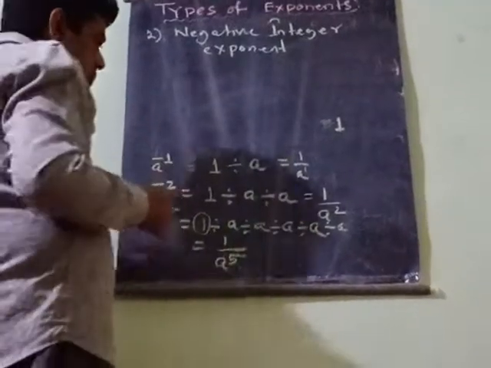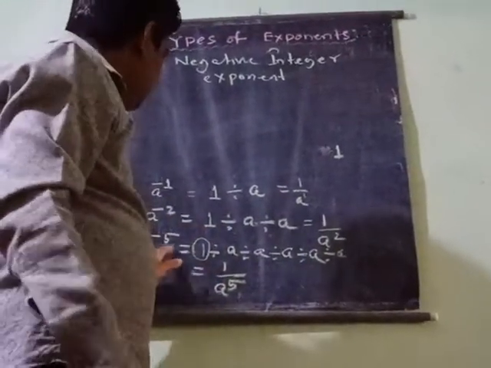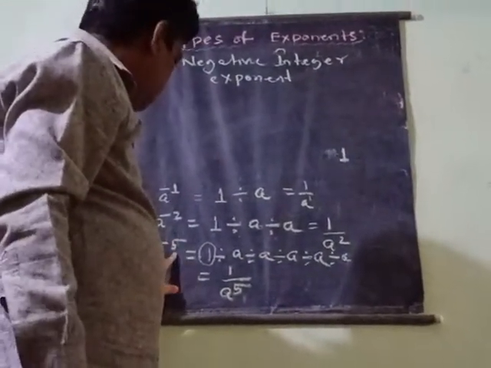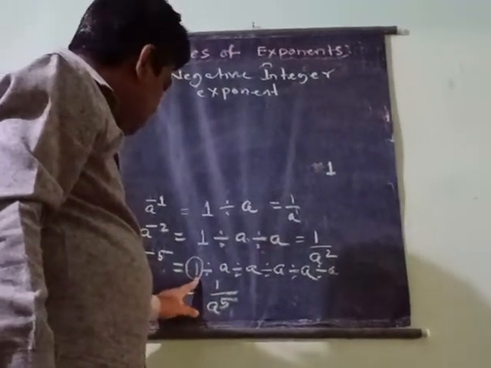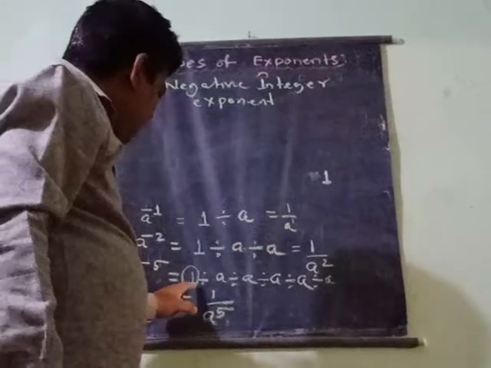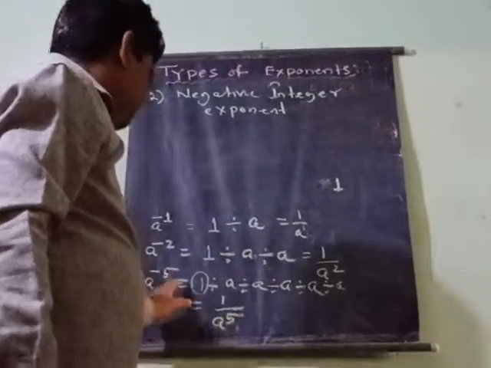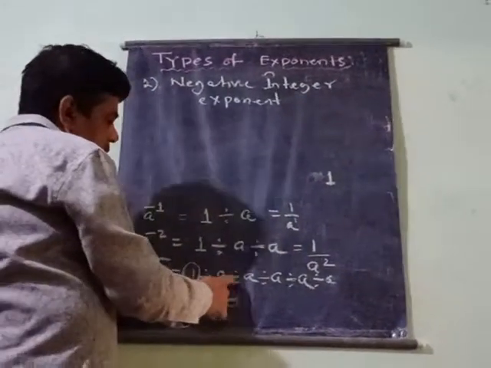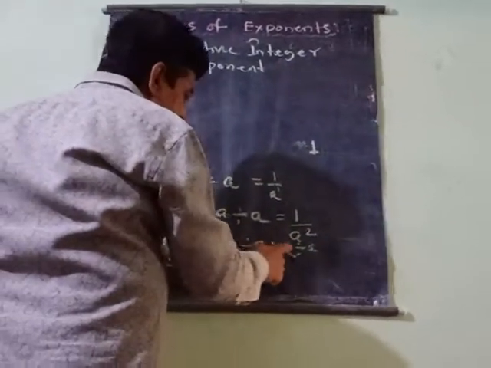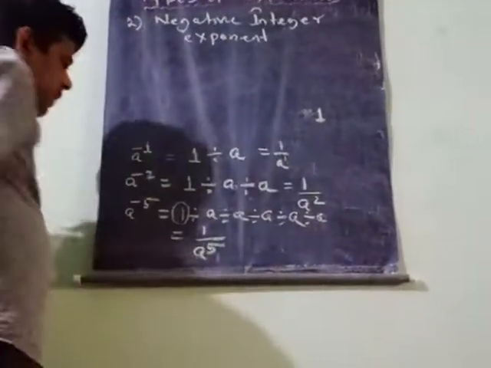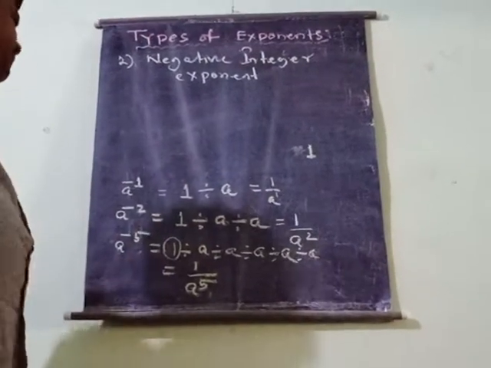Similarly, a to the power minus 5 is a negative exponent which is obtained when 1 is divided by the base a, 5 times. You see, 1 divided by a divided by a divided by a divided by a divided by a, 1, 2, 3, 4, 5, which is equal to 1 divided by a to the power 5.